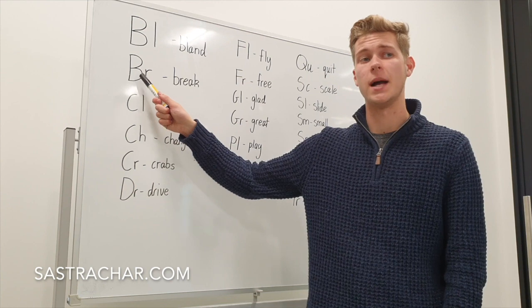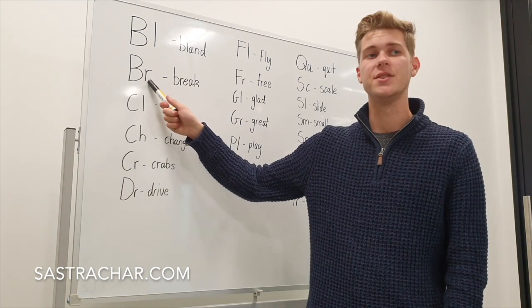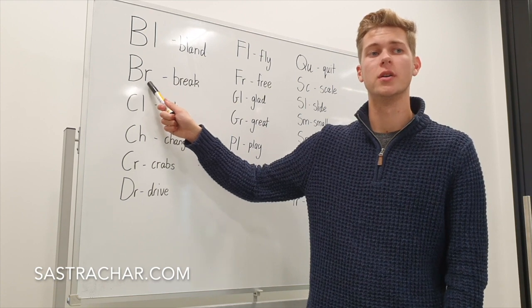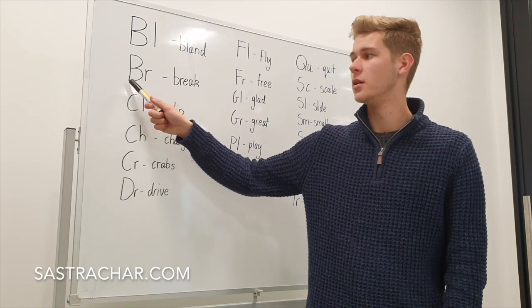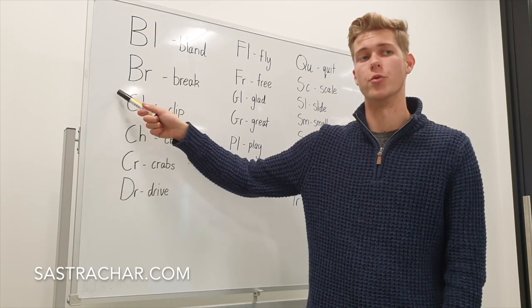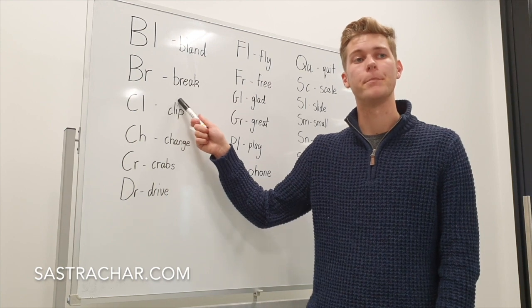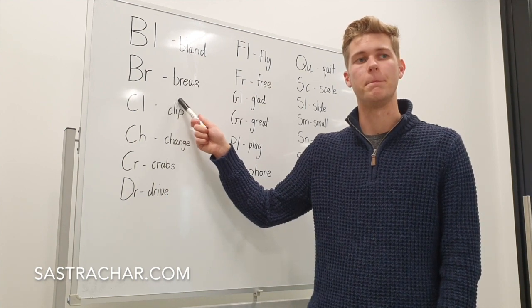So we've got, again, a B consonant, a B, and an R, a R. B, R. This makes a br sound. Br. We've got a word here, and that word is break.